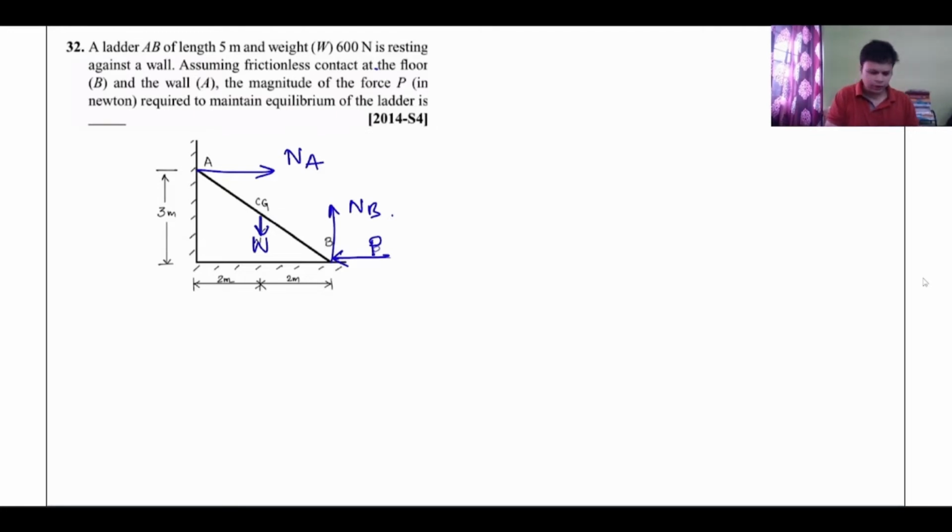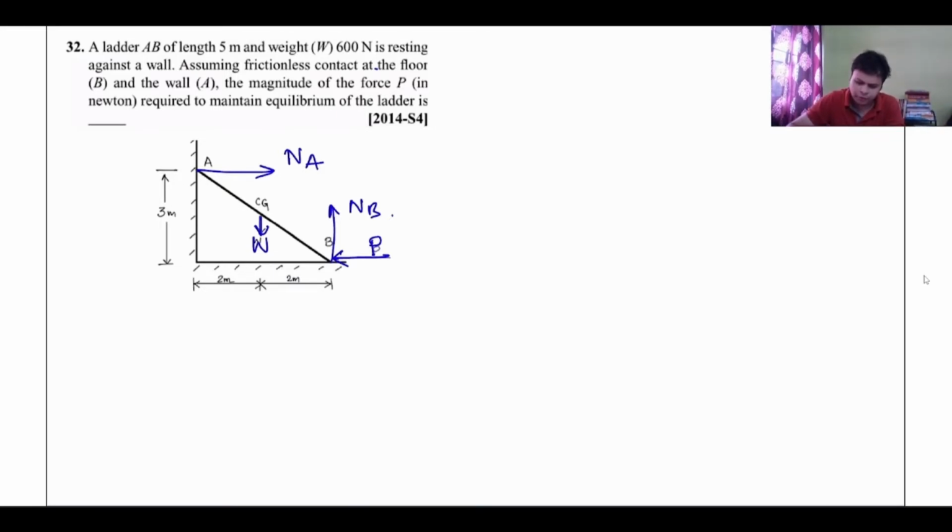So you can see this distance is 4 meter. This distance is 3 meter. So we can comfortably say that the length of the rod will be, how much? I don't think it will be required to be 5 meter, but still okay. Now we need to find out the force P.